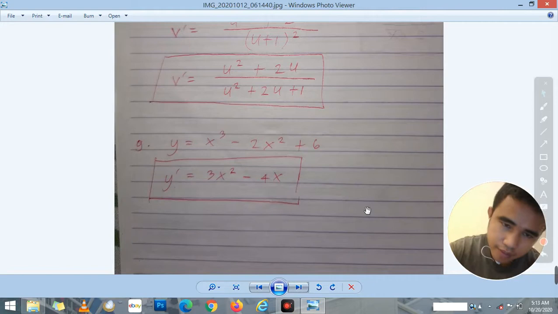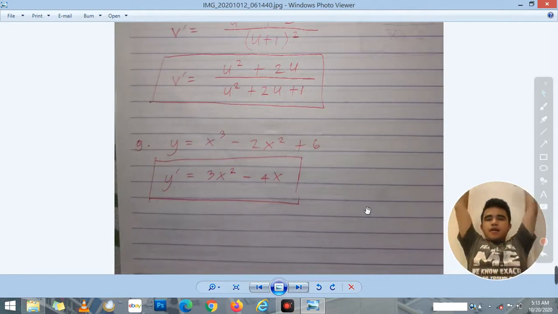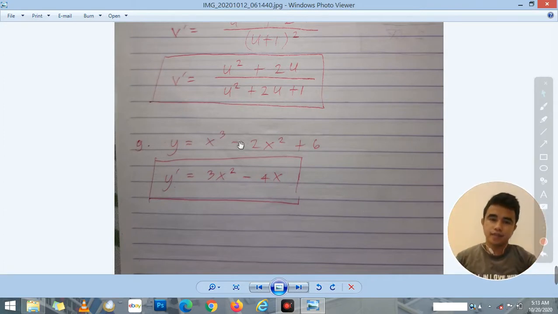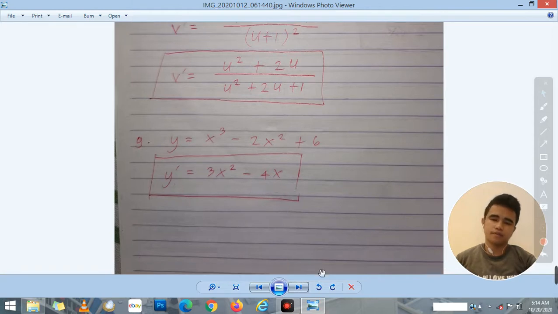Then number 9, we can apply directly yung power rule for each term. Baba lang yung 3. So we have 3. Then 3 minus 1, we have 2. 3x squared minus 2 times 2, 4. 2 minus 1, we have 1. Then derivative constant is 0. That's why our final answer is 3x squared minus 4x. That's for number 9.